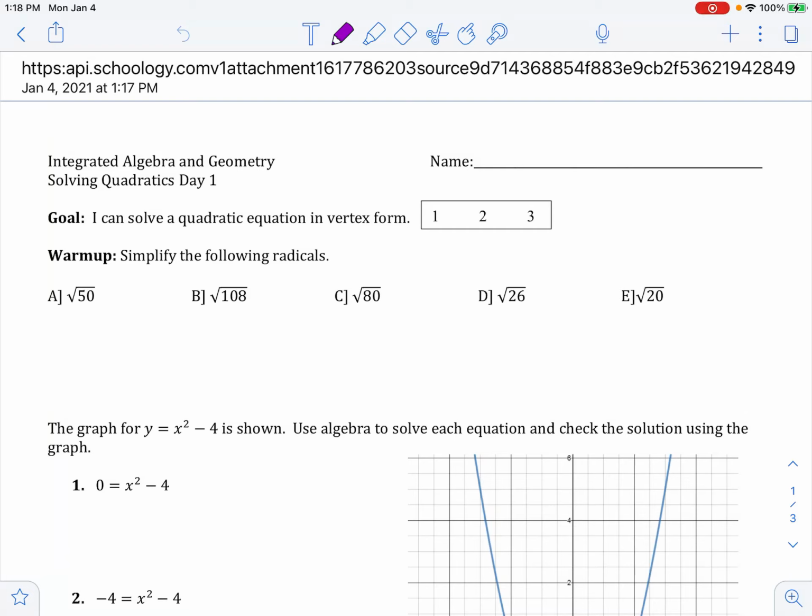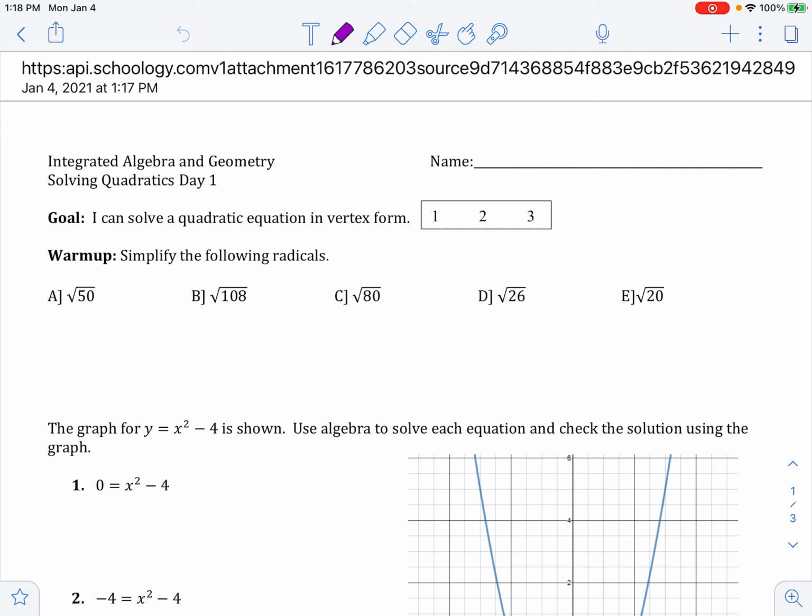Okay, so today we're starting solving quadratic equations. So this is solving quadratics day 1. Our goal for today is I can solve a quadratic equation in vertex form. So this chapter for quadratics only works in vertex form. Next chapter, which is 7b, we'll solve quadratics in other forms. So only vertex form for this one.